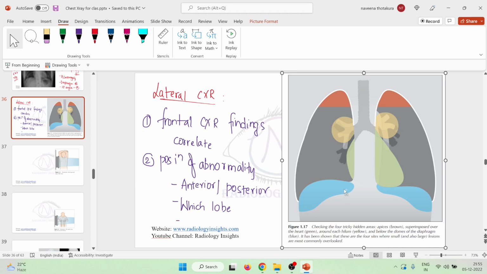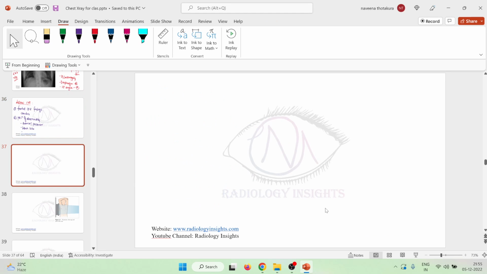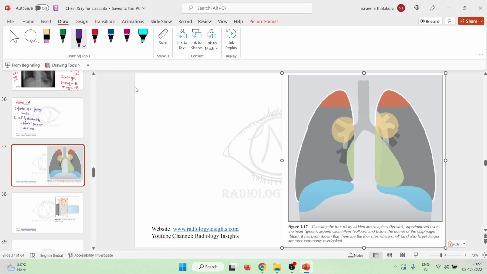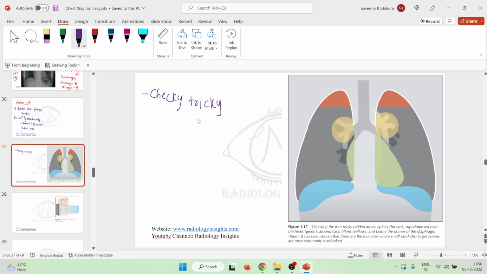One more important thing about lateral chest X-ray is that we can check the tricky areas in the frontal chest X-ray. What do you mean by tricky areas? Tricky areas are those areas which are not visualized on a frontal chest X-ray, for example, the area behind the heart. The area behind the heart is not visualized in a frontal chest X-ray, so for assessing it, we should do a lateral chest X-ray.